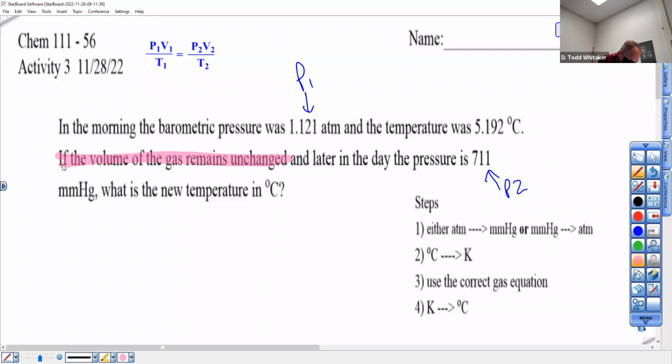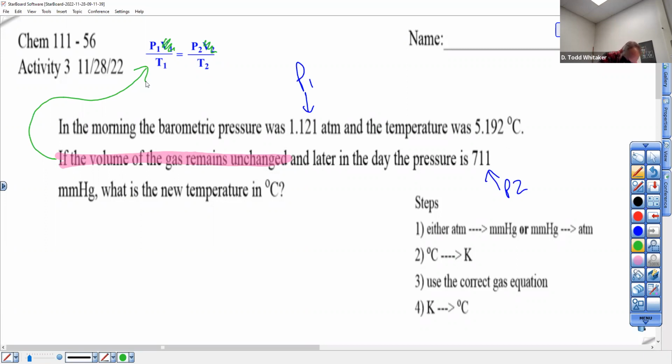Volume remains unchanged means what you do on the test when you're told something remains unchanged. You've got P1V1 over T1 equals P2V2 over T2 right here. Cross off the one that doesn't change. It's not a variable. It means it disappears from the equation. Volume is gone because you were told it remains unchanged. What's another way to say remains unchanged? Volume is constant. Might be another way it is worded on the question.